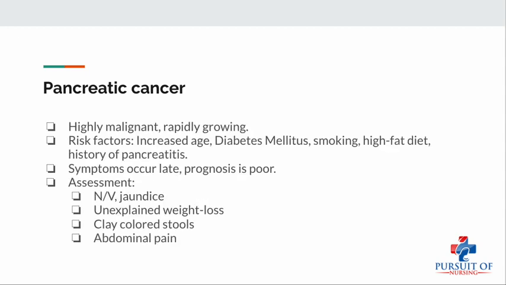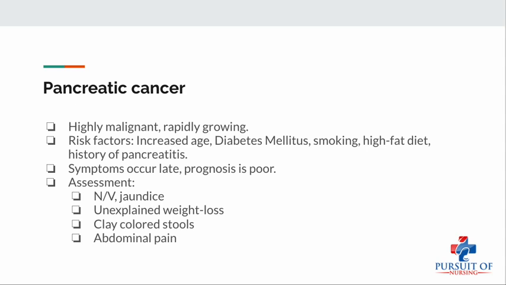Okay, so pancreatic cancer. Pancreatic cancer is a topic that hits home for me. So my father did pass away from pancreatic cancer. It is very highly malignant, rapidly growing. Oftentimes, symptoms occur so late that the prognosis is very poor. So in my father, he developed shortness of breath. His shortness of breath is why he went to the ER to be evaluated, and then he was found to have pancreatic cancer that had metastasized to the lung.